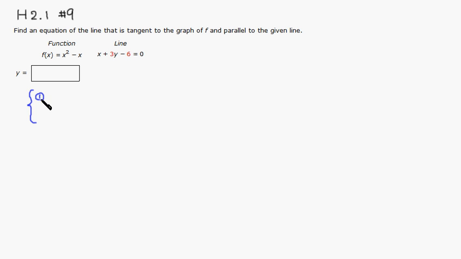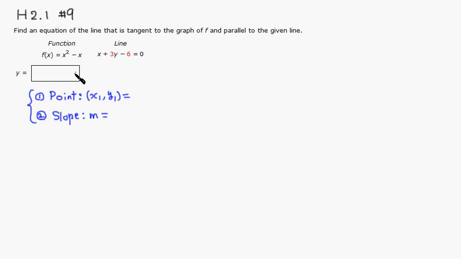First, we need to have a point. We'll probably write it as x1, y1. That's the first thing you look for. And the second thing you look for would be the slope. Let's call it m.